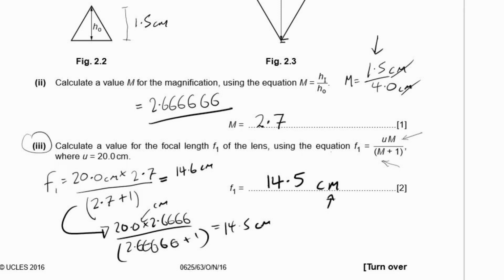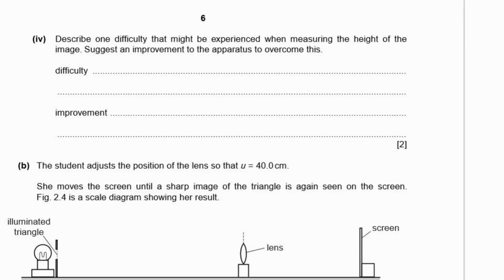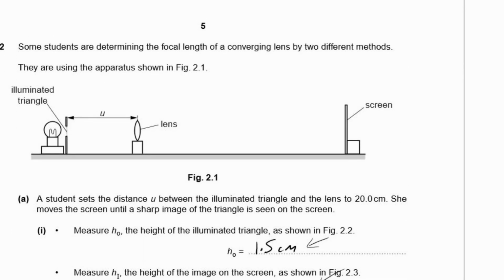Okay, let's look at the next part. Part 4. Describe one difficulty which might be experienced when measuring the height of the image. Suggest an improvement to the apparatus to overcome this. Alright, let's look at the apparatus. What's happening is we have to measure the image on the screen. So how are you going to do that? Well, first of all, you're going to put your ruler here, and then you're going to hold it with your hand. Then you're going to try and look at it from over here.